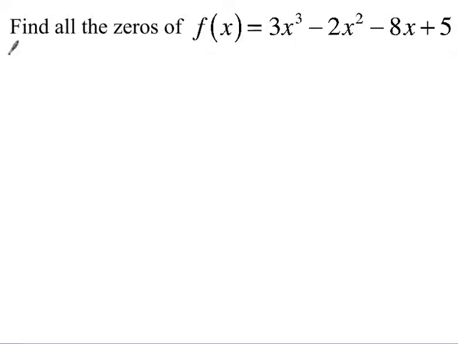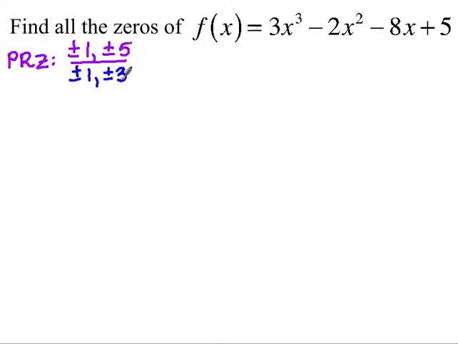So let's go ahead and start. The factors of the constant term will be what? 1 and 5. What are the factors of the leading term? 1 and 3.